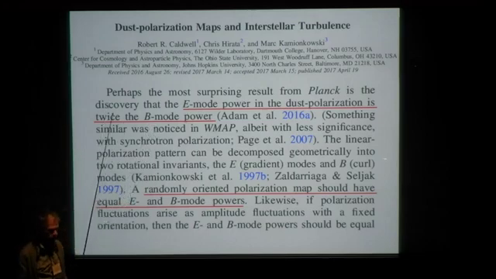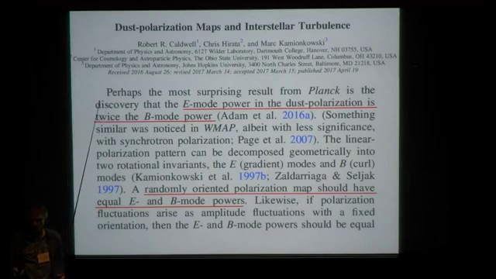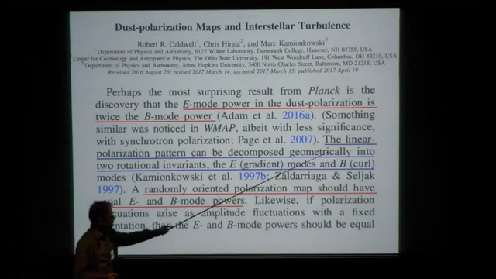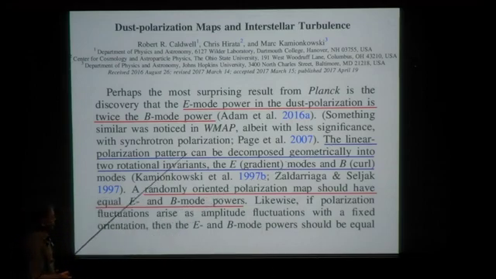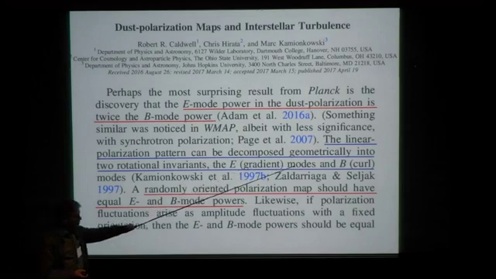If you had, for example, a random polarization map, you should expect those two powers in the E and B modes to be approximately equal. Now, what are they? They are the linear polarization patterns decomposed into geometrically rotationally invariant E, gradient-like modes, and curl-like modes, and I will explain that.